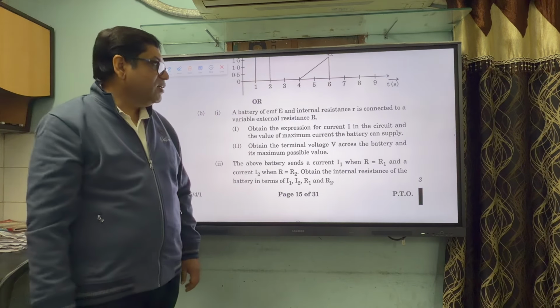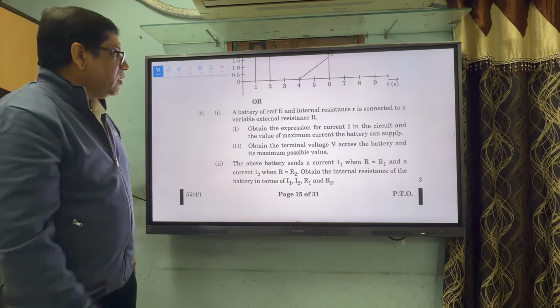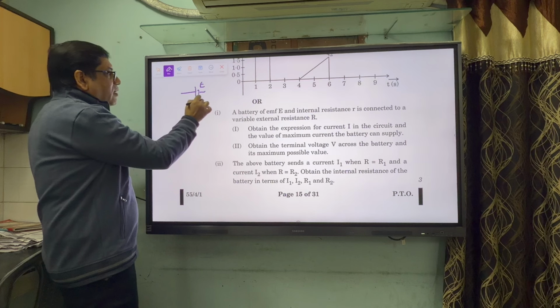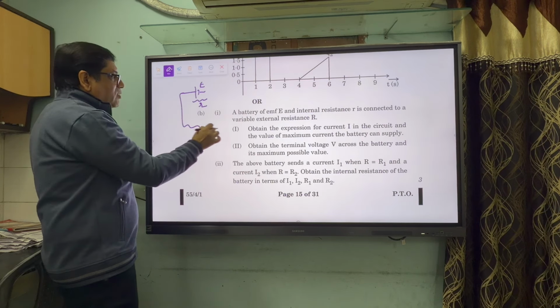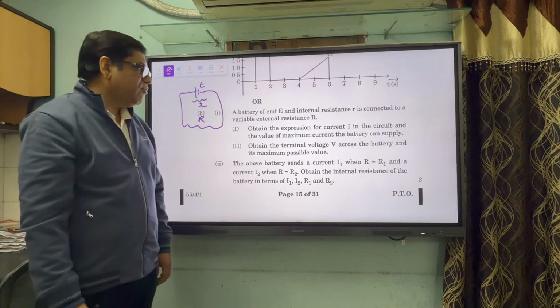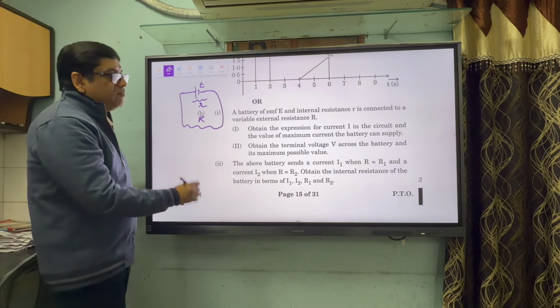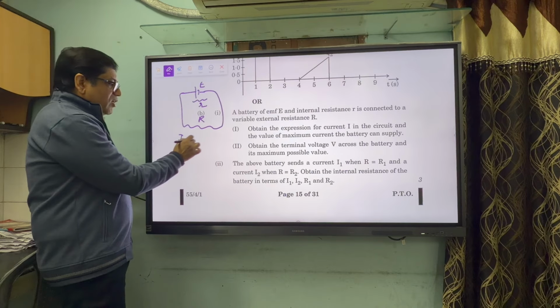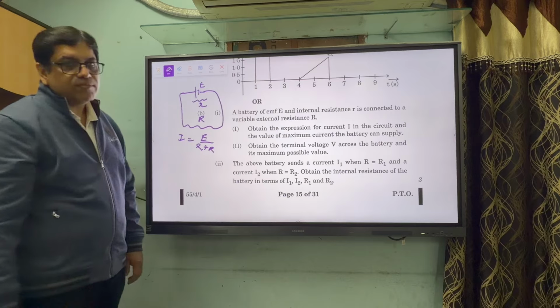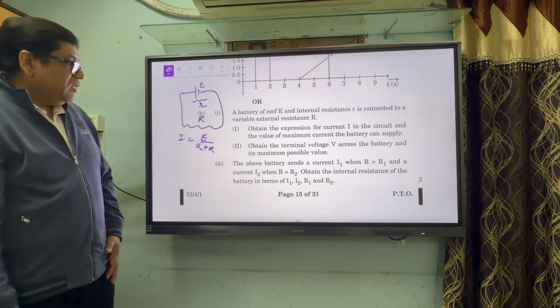Next part. A battery of EMF E and internal resistance r is connected to external resistance capital R. How much current is flowing? What is the expression of current? Current is total EMF divided by total resistance, internal plus external. This is the expression for current.